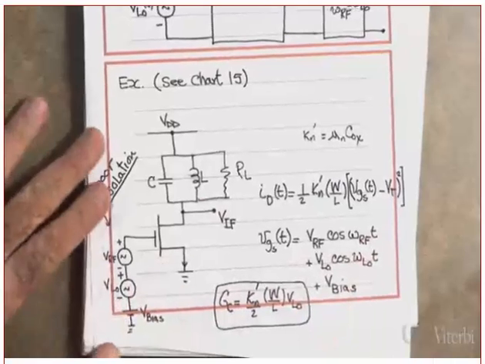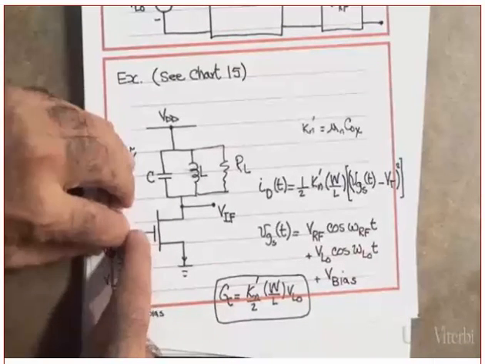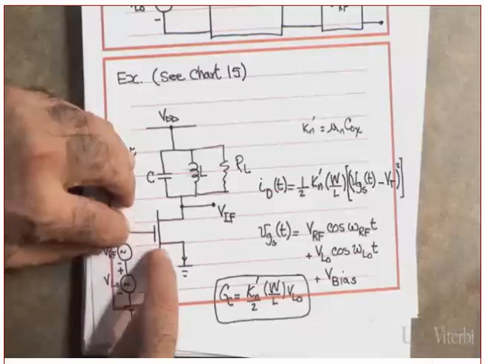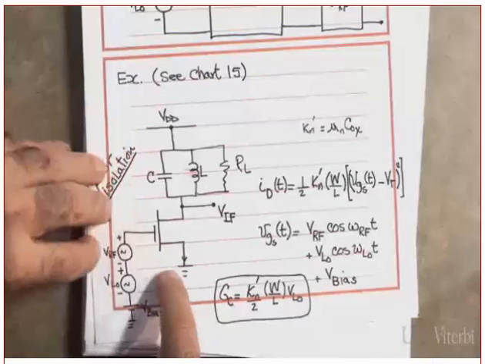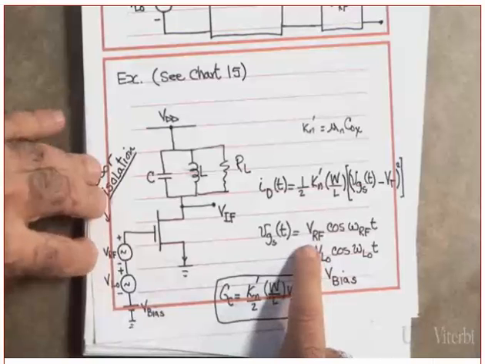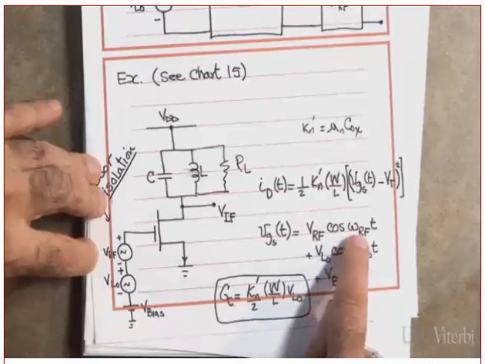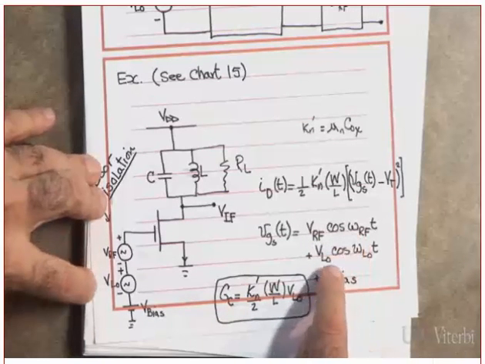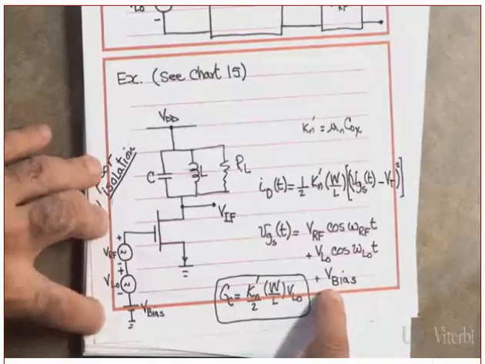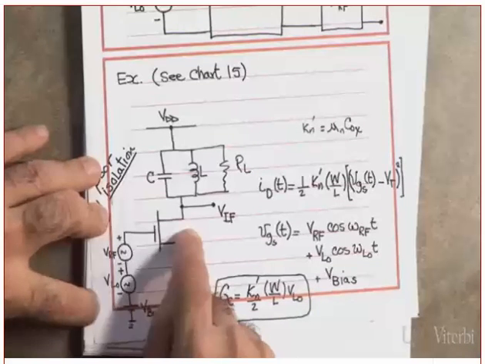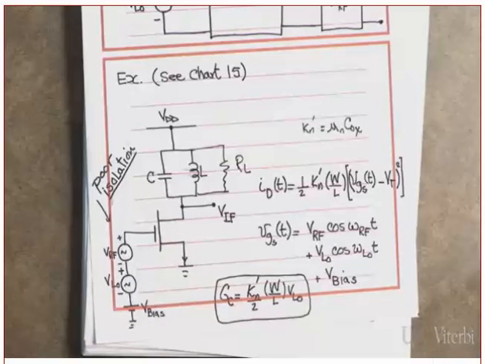Now, what is VGS? Look at the diagram and tell me. VGS is the voltage between the gate and the source. The source is grounded. So VGS is VRF cosine omega RF t plus VLO cosine omega LO t, plus the biasing voltage, the voltage that biases this transistor. Clear? Yes or no?